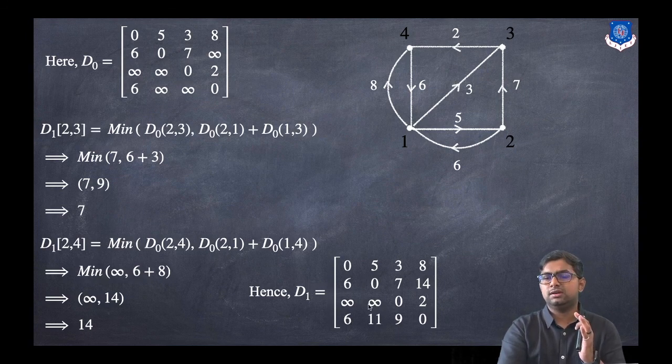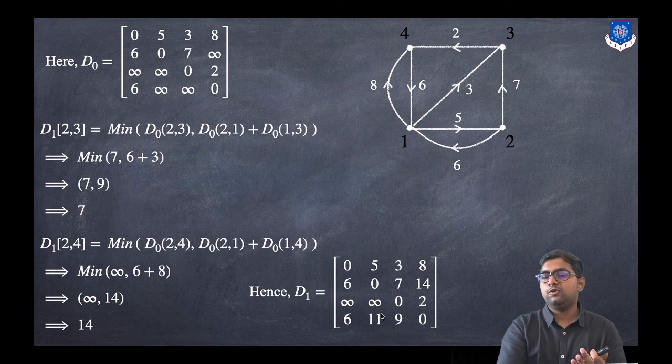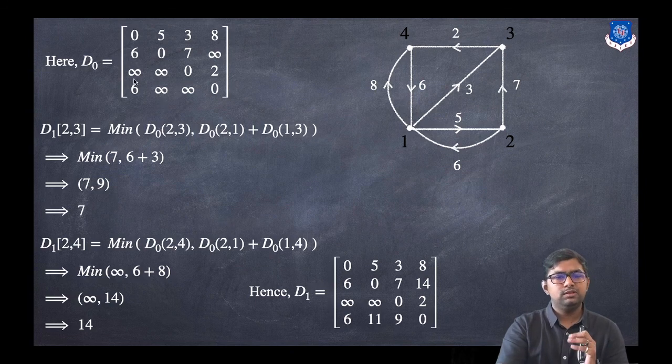Now let us calculate 4 and 2. Previously 4 2 was infinite. Now we put 1 in between, so 4 1 and 1 2. 4 1 is 6, and 1 2 is 5. So 6 plus 5 is 11. The minimum of 11 and infinite is 11.